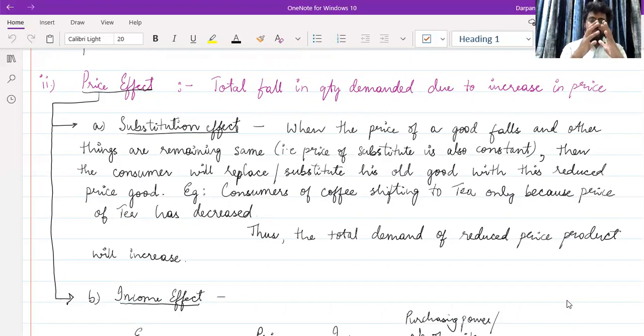So if the price of my product is falling, there'll be some consumers who are consuming the substitute product. They'll come and consume my product now. So my quantity demanded is increasing. Falling price, quantity demanded is increasing. So this is also a reason for your downward sloping demand curve.